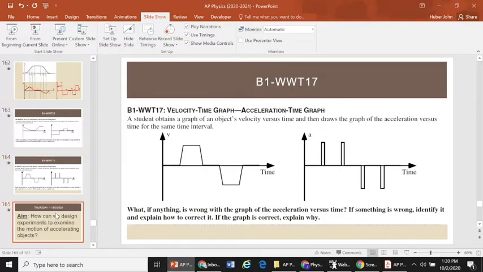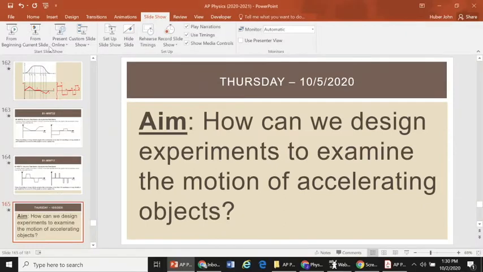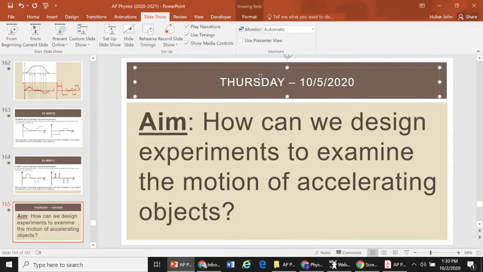And now, and I know it seems weird to have two aims there, especially because today is Monday. Jeez.